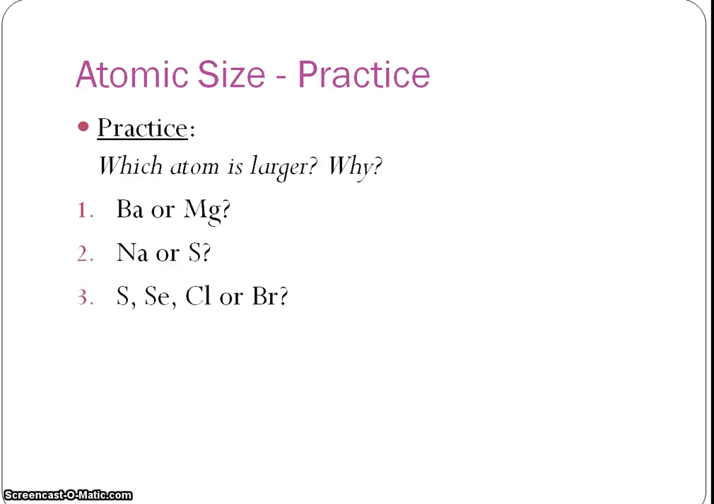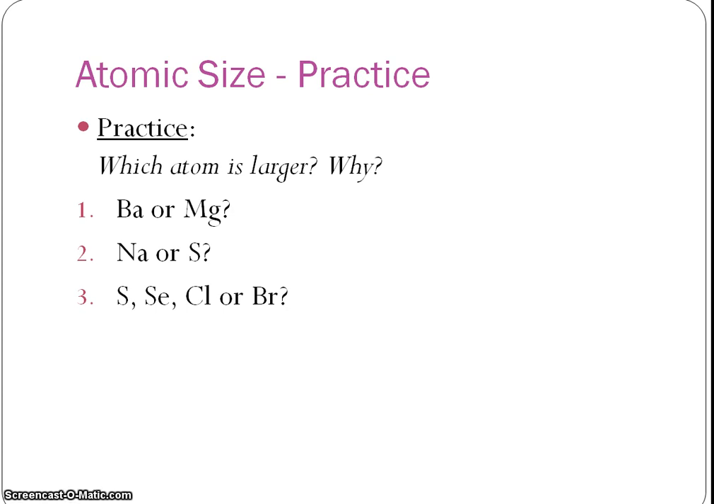Take a minute and see if you can pause this video, see if you can figure out which of these elements has a larger atom. For the first one, since they're in the same column, barium is farther down, so barium is a bigger atom. And the reason is because it has more energy levels.